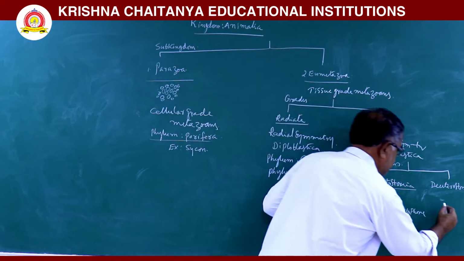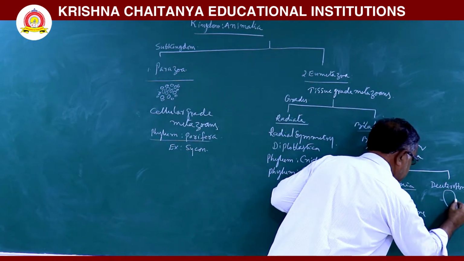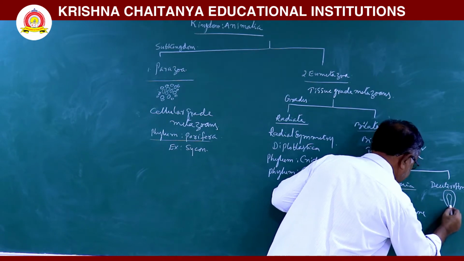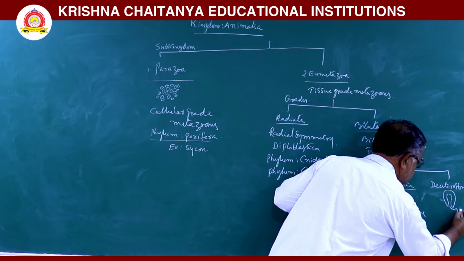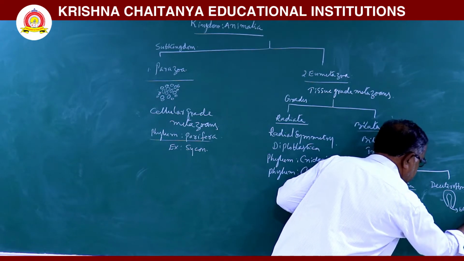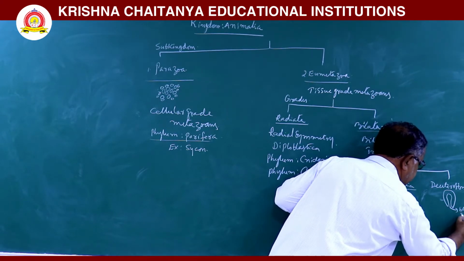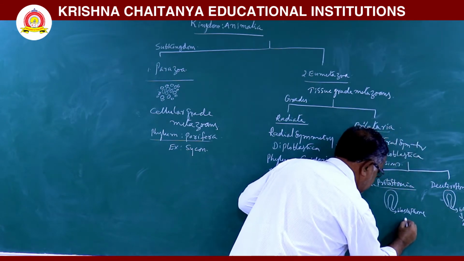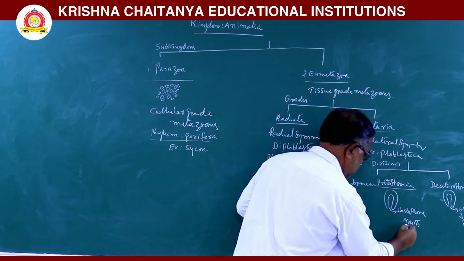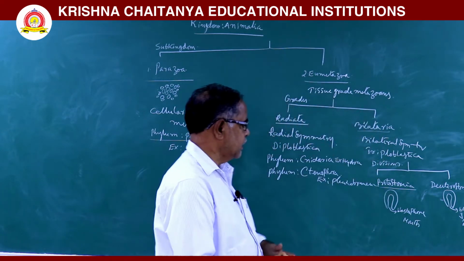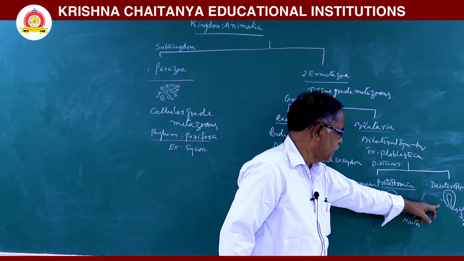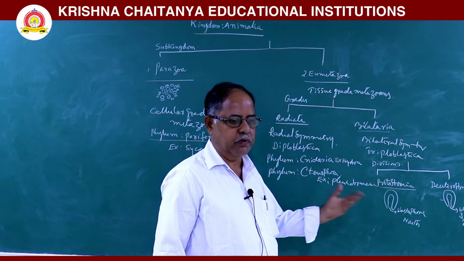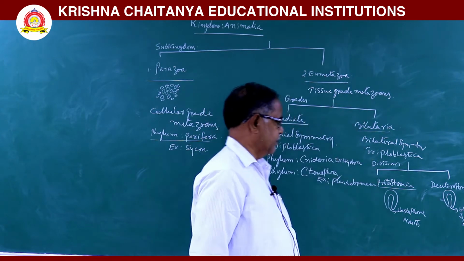In Deuterostomia, this is the blastopore. The blastopore is modified as anus. So in deuterostomes, the blastopore is modified as anus. After that, the mouth is formed on the opposite side.